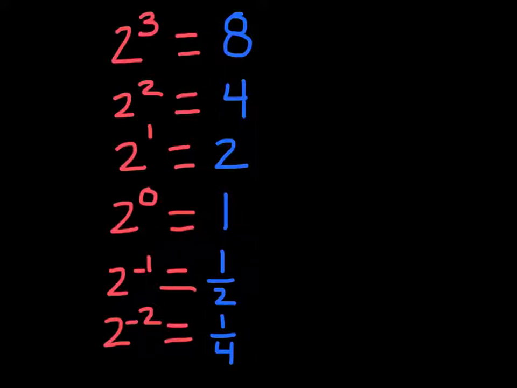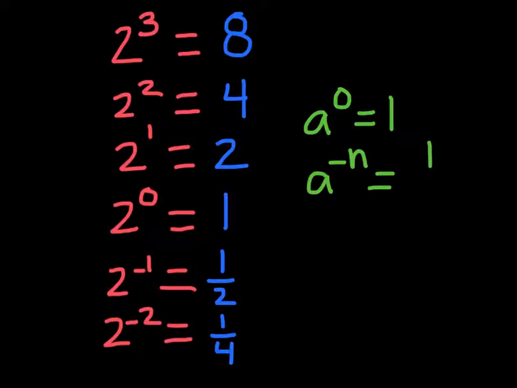We can express that law like this. For any non-zero number a, a raised to the 0 power equals 1. For any non-zero number a and any integer n, a raised to negative n will equal 1 over a to the n power. Let's work through some examples so you can understand how these laws work in practice.